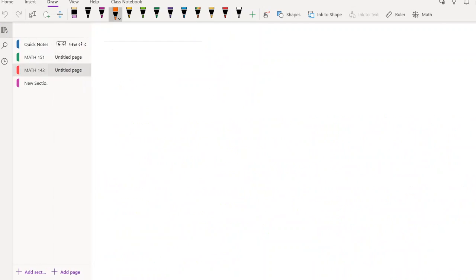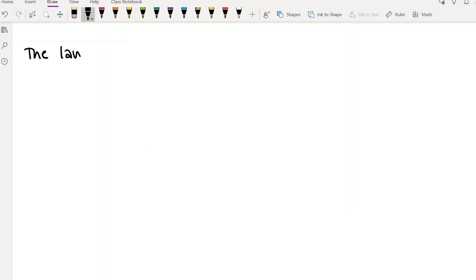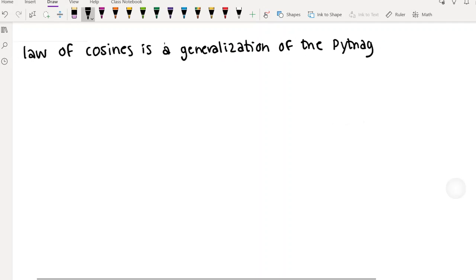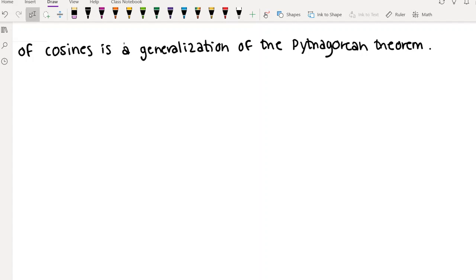So the last thing I just want to quickly show you is one way that I like to think about the law of cosines. I like to call it a generalization of the Pythagorean theorem. So what do I mean when I say generalization? Basically, the Pythagorean theorem is actually kind of a special case of the law of cosines.